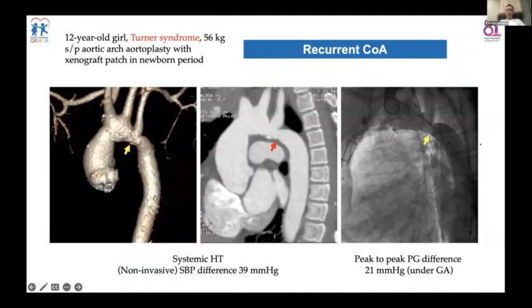And how about recurring coarctation? This is a situation where sometimes we need to come and treat the patient after a surgical procedure. Again, this is a patient post coarctation repair, end-to-end arch arthroplasty with a xenograft patch in the newborn period. It is a Turner syndrome patient.